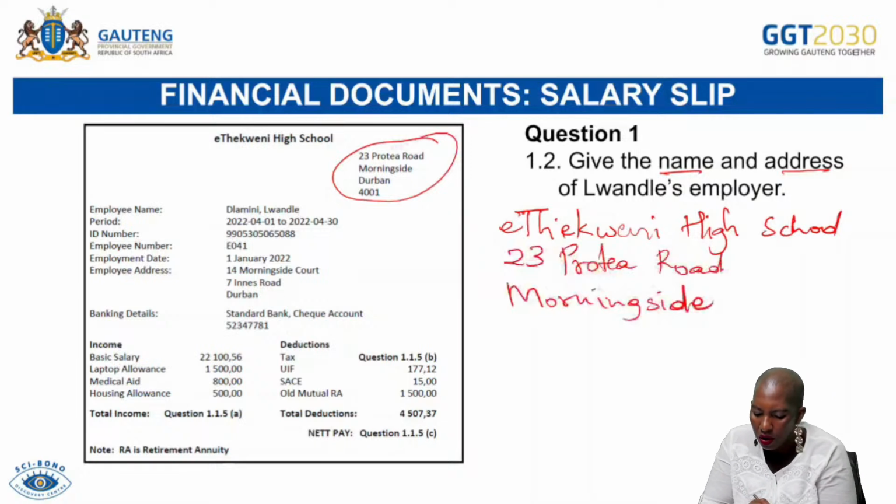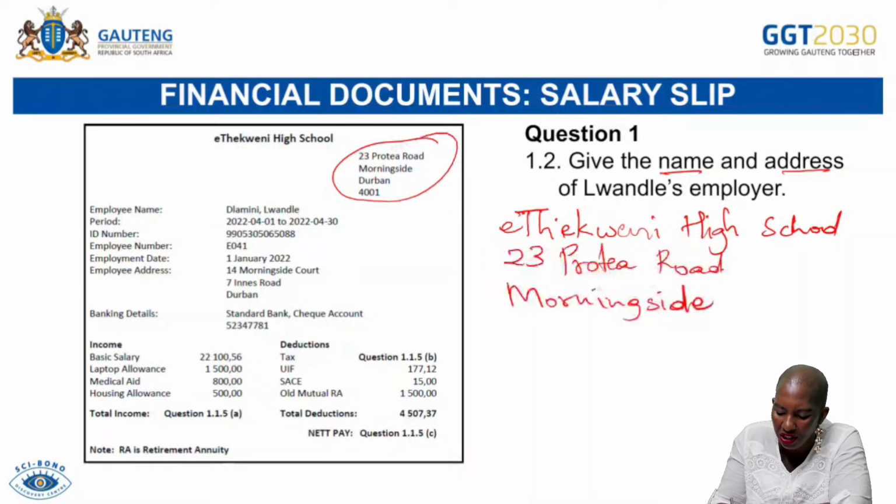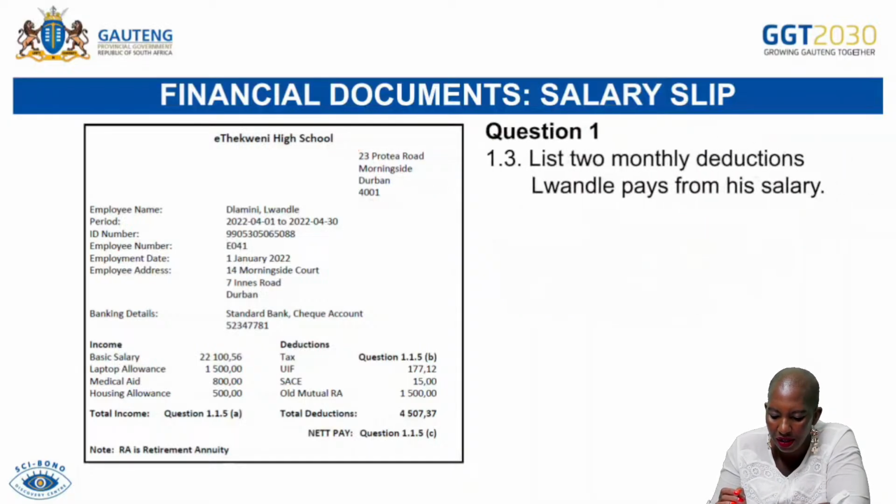Morningside, Durban. So now this is the address. It means when the examiner asks you to give the name and the address, you have to write the name of the school, and then you also have to write the address. This is what is required, not only the name, but the name and the address.